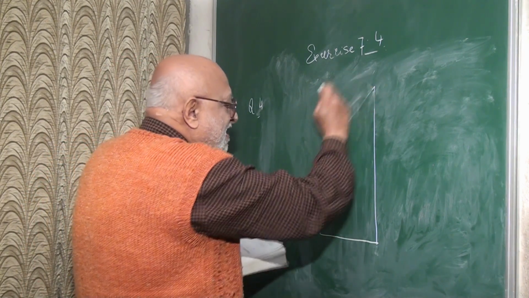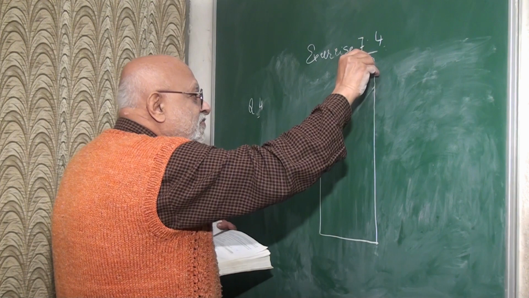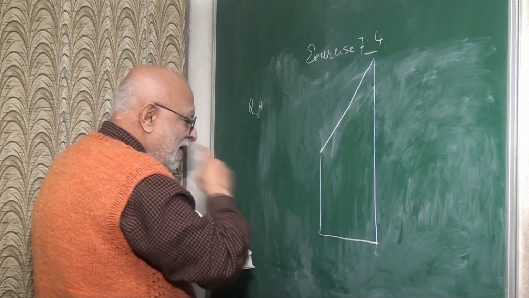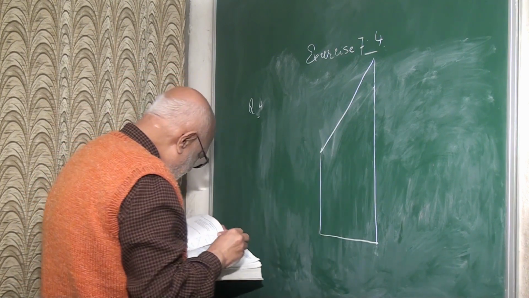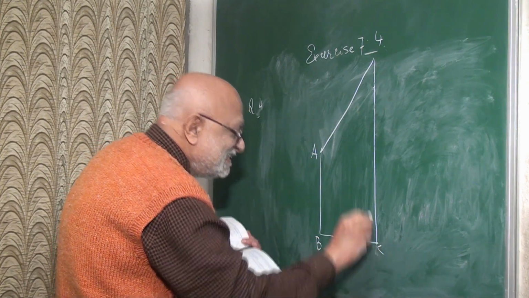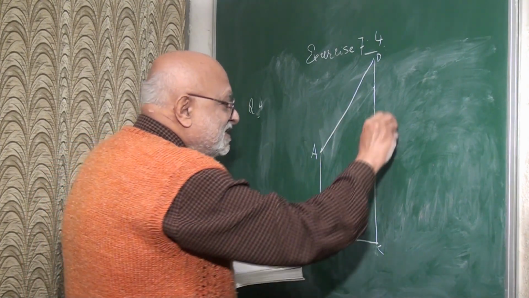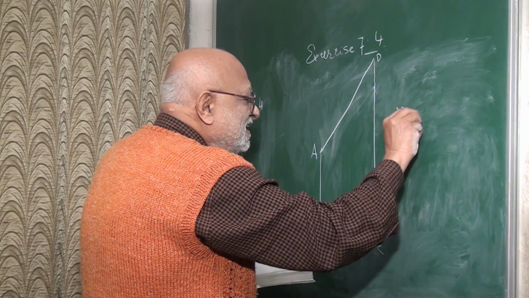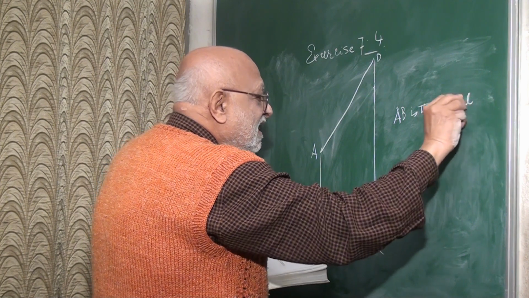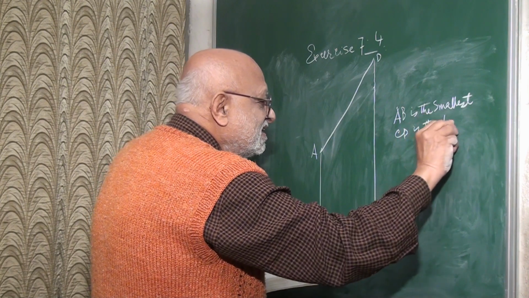Now this is a little bit bigger. Okay, let's draw. Let's go up to this and then let us join this. Okay, let's first do the nomenclature. This is A, B, C and D. What is given? It is given that AB is the smallest and CD is the largest.